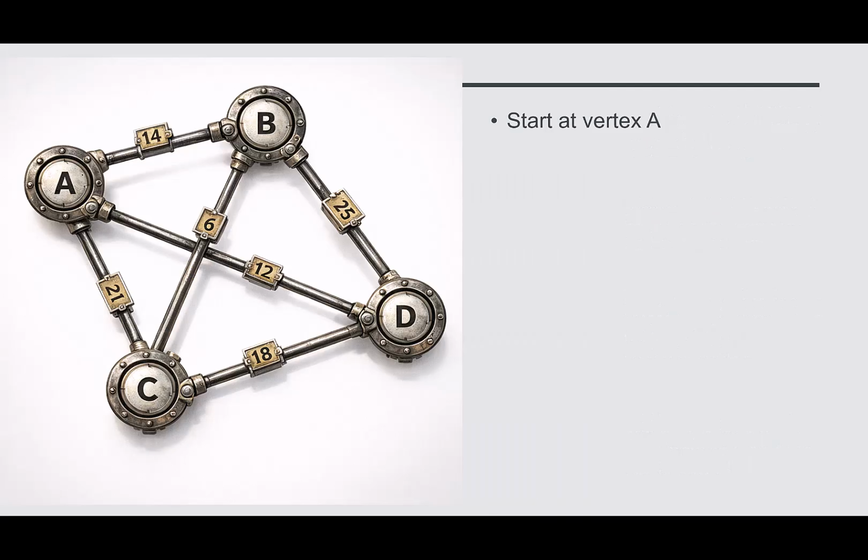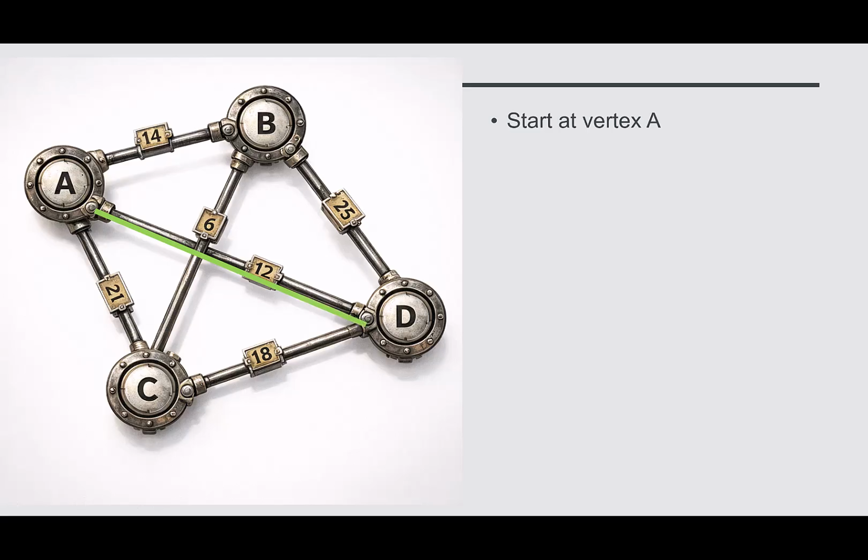Let's look at a small example to get started. In this graph, we are going to start at vertex A. We have 4 vertices, so we know our tree is going to end up with 3 edges. When I look at vertex A, I see it has 3 connected edges: 14, 12, and 21. We're going to pick the smallest, which is 12.